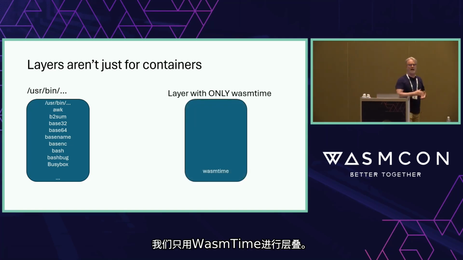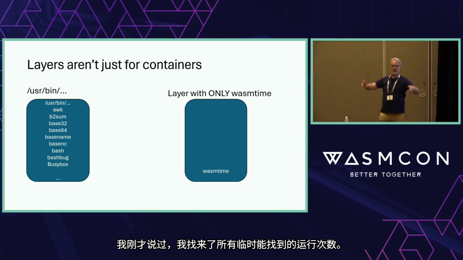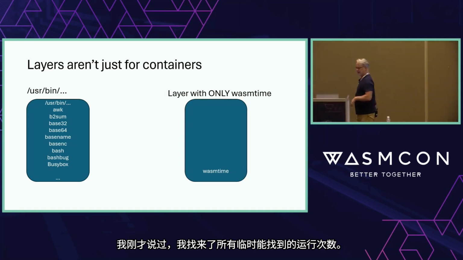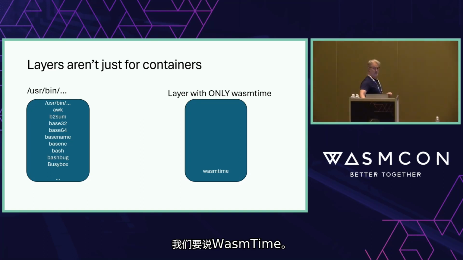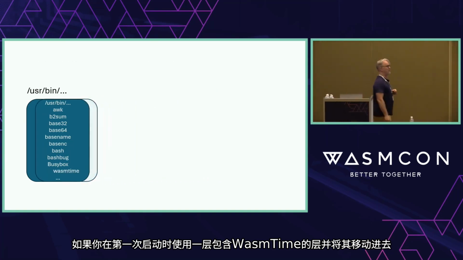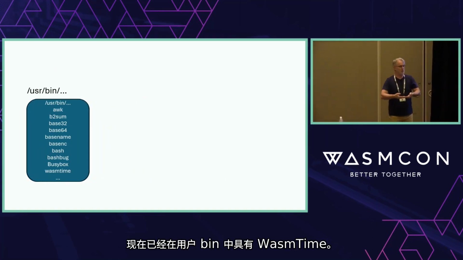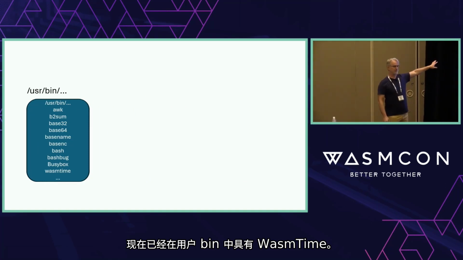So let's say we're going to layer only with Wasmtime, right? This is one of the recipes. Like I said, I've got as many runtimes as I could find on short notice before the flight, right? We're going to say Wasmtime. And so if you take a layer with Wasmtime in it on first boot and move it right in, the resultant image, which then becomes immutable, now has Wasmtime already in user bin, okay?